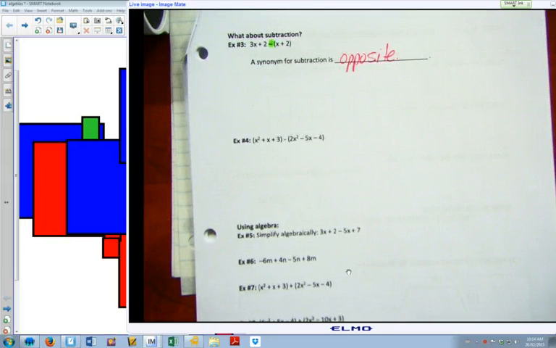A synonym for subtraction is opposite. So the opposite of 3 is minus 3. The opposite of x is minus x. The opposite of minus 2 is plus 2. The opposite of minus x squared is positive x squared.